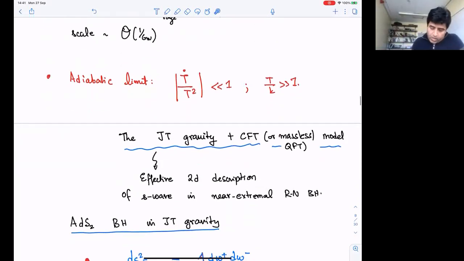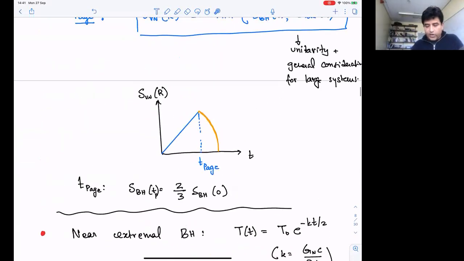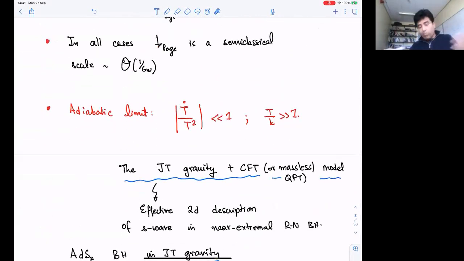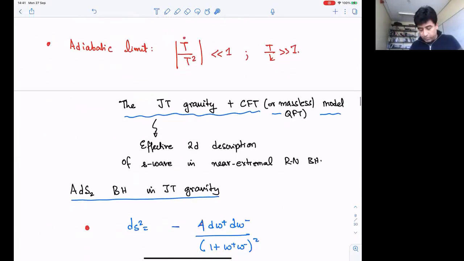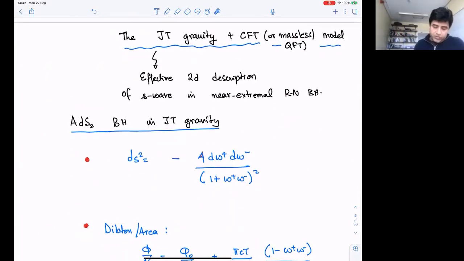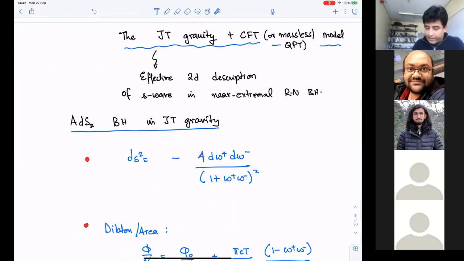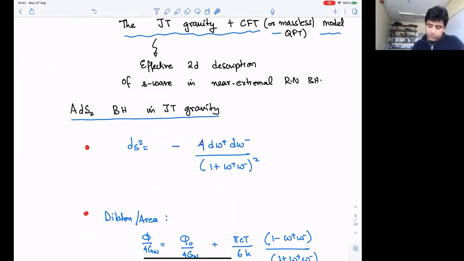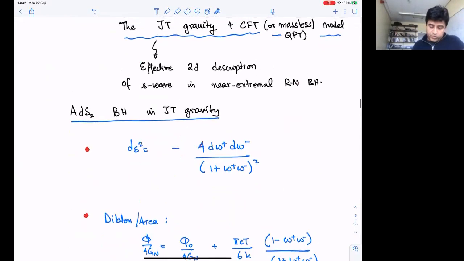Okay, I've just quoted the adiabatic limit just for reference. The adiabatic limit is a useful limit, not just to understand this line of argument, but it's also a very useful limit to look at JT gravity, which is our concrete model in which we try to understand these phenomena from first principles. So now I come to this effective 2D description, which is again well-known JT gravity, except that now we want to think about this JT gravity coupled to radiation degrees of freedom or conformal field theory, or in layman's terms, massless quantum field theory.